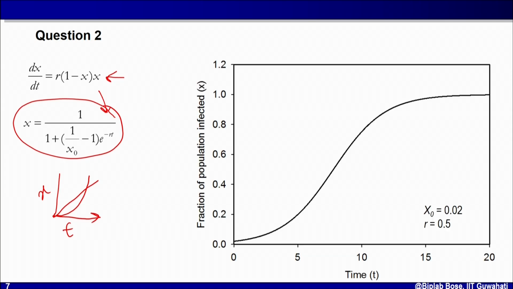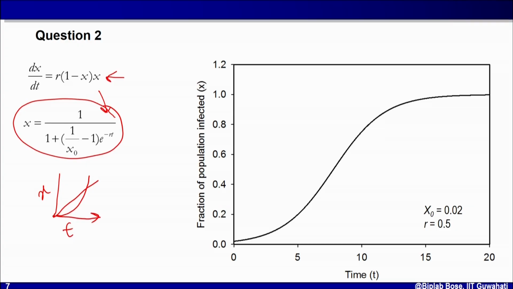So that's what I have done here. If you can see, I have t in the horizontal axis, x on the vertical axis, and I have simply taken different values of t for a fixed value of x naught and r, and I have generated this curve. This curve is initially increasing slowly because obviously initially only 2% of the population is infected.